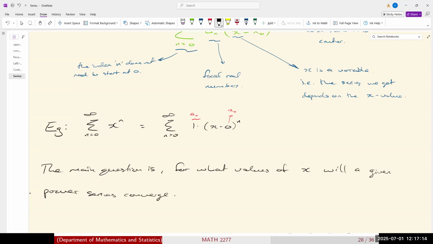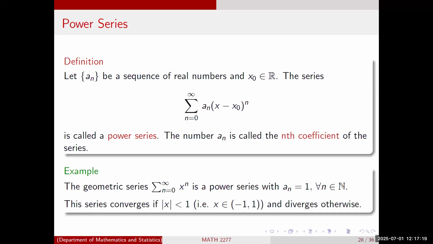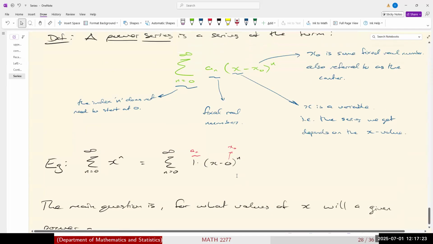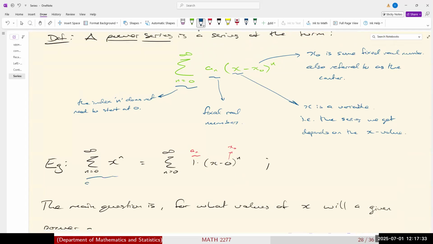And you have already come across power series before. Your Maclaurin series, which is a special case of a Taylor series. If you ever see this Taylor series, that is another example of a power series. And for example, this is your geometric series.